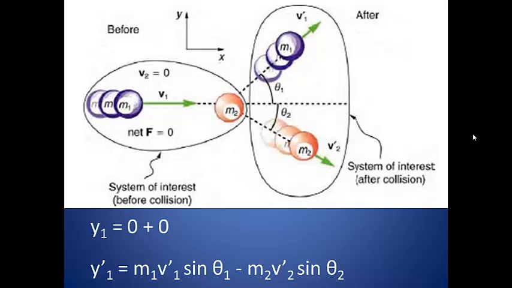Now let's look at the y component. Ball 1 is only moving in the x direction. It has no y component, so we use 0. Ball 2 is not moving yet, so its y component is also 0. After the collision, we can determine the y component of each ball by taking the mass times the new velocity times the sine of their respective angles. Notice that ball 2 is moving in the opposite direction of ball 1. Its y component is going to be opposite, or negative, of ball 1.